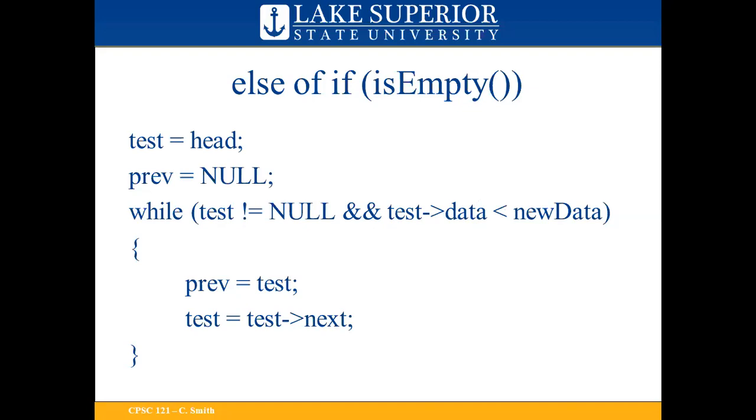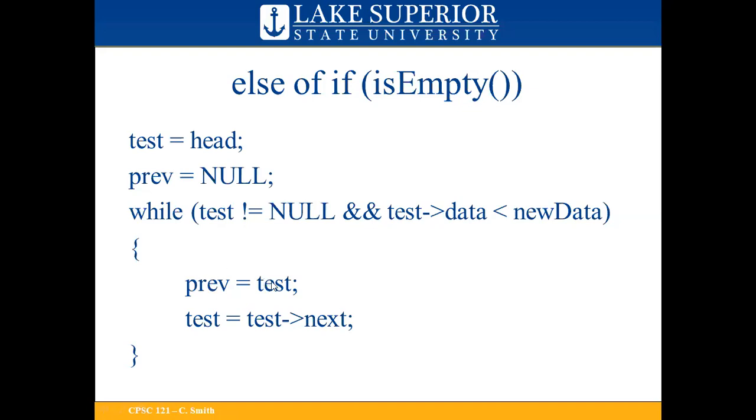Let me think about this for a second. I'm not sure I set up that conditional correctly, if test arrow data is less than new data. Nope, I set it up correctly. I'm fine. It's fine.